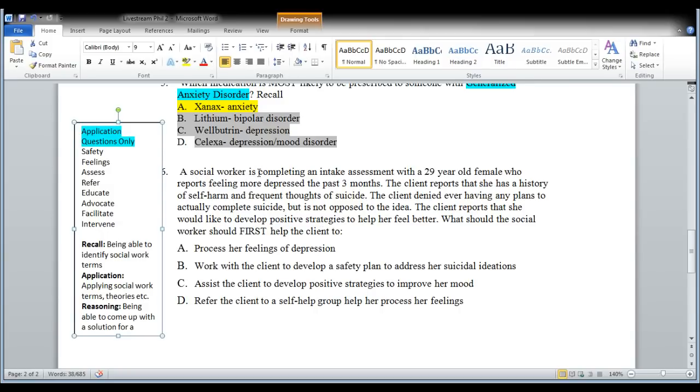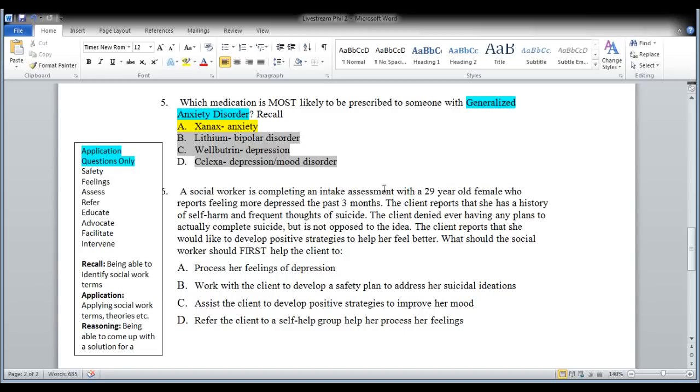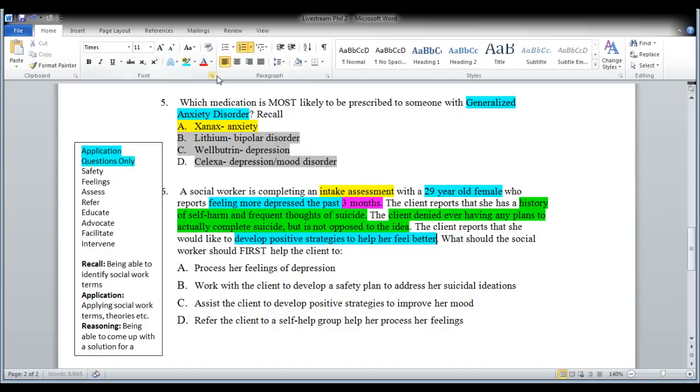So a social worker is completing an intake assessment. So that's what we're specifically doing. So it's an intake. 29-year-old female. And she's feeling more depressed the past 3 months. So whenever there's a length of time, that's important to take note of it. She has a history of self-harm and frequent thoughts of suicide. She denied ever having plans to complete it, but isn't opposed to the idea. And what she's actually coming in for is to develop positive strategies to feel better.